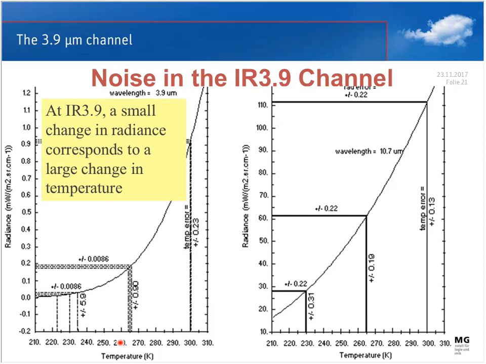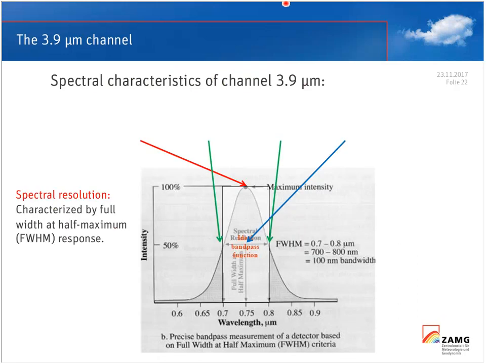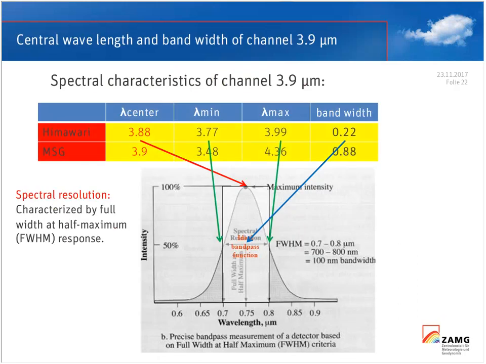But this still does not explain why MSG does not have the problem at the same temperature and Himawari has. So let's go on. Here it shows again that a small variation in the received radiation leads to a big variation of the temperature. So here you have the Himawari 3.9 and the MSG 3.9 micrometer channel. In fact, for Himawari it's 3.88, but the difference is not very big. And this is the central wavelength.